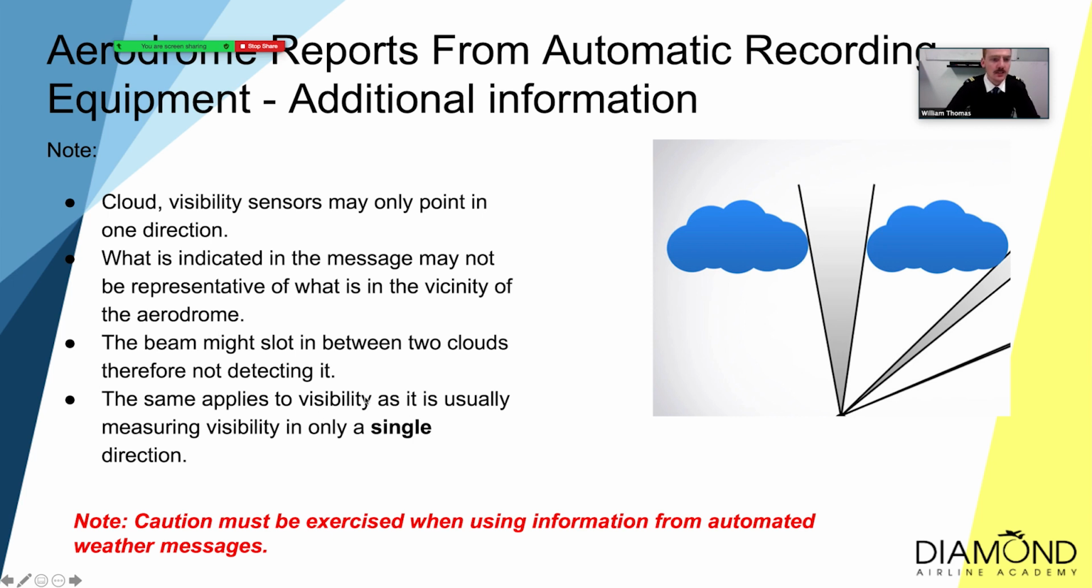The same applies to visibility, as it's usually measuring visibility only along a single direction. Cool, so just a note, as I briefly mentioned, caution must be exercised when using information from automated weather messages.